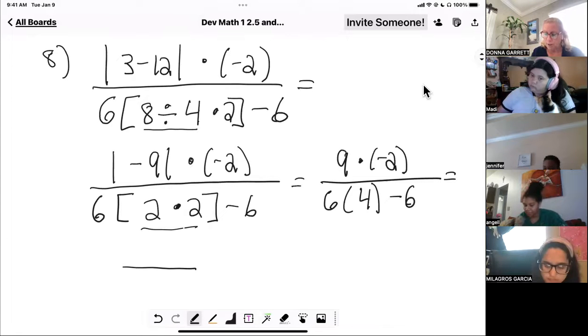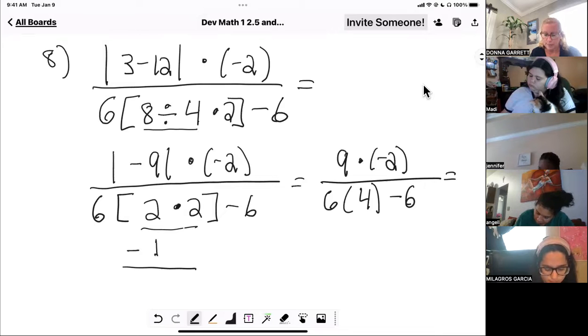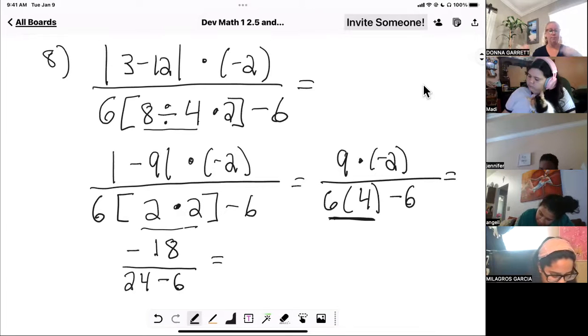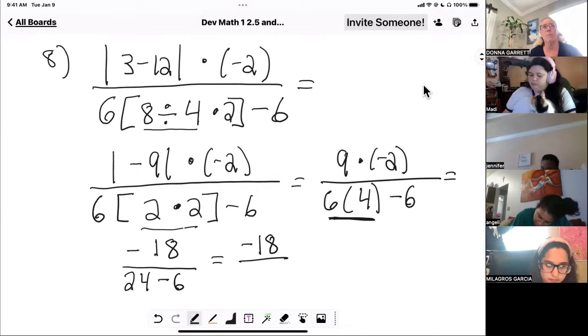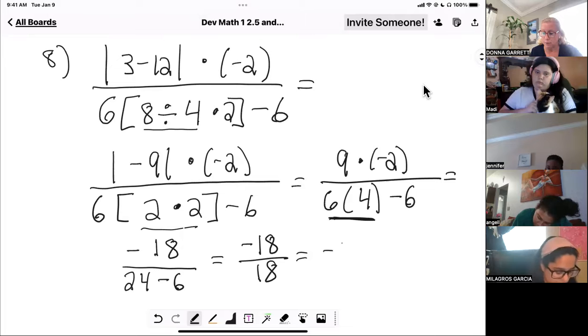Okay, numerator, 9 times -2. That's a negative number, and 9 times 2 is 18. Numerator done, yay. And then denominator, we're going to multiply first. 6 times 4 is 24 minus 6. So we have one more step for the denominator, and then we're done. So -18 over, okay, 24 minus 6 is 18. And then -18 divided by 18 is just going to be -1.